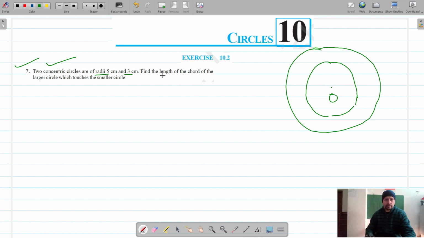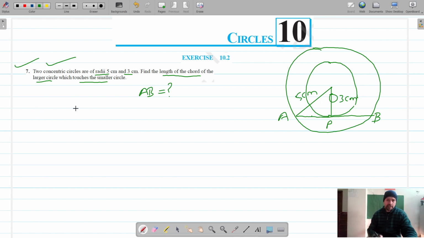And we have to find the length of the chord of the larger circle which touches the smaller circle. So there is a chord of the larger circle, let's say it's AB, and it touches the smaller circle at B. So we have to find the length of the chord, that is, we have to find the length of AB. And it's also given that this is the radius of the larger circle, this is the radius of the smaller circle. So the radius of this larger circle is 5 centimeters and the radius of the smaller circle is 3 centimeters.